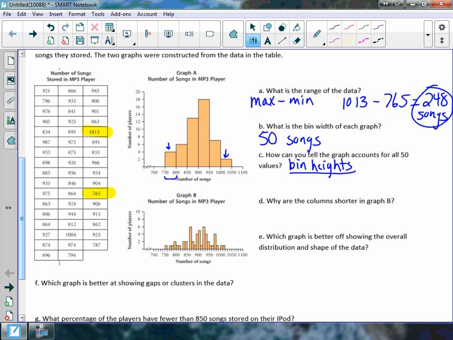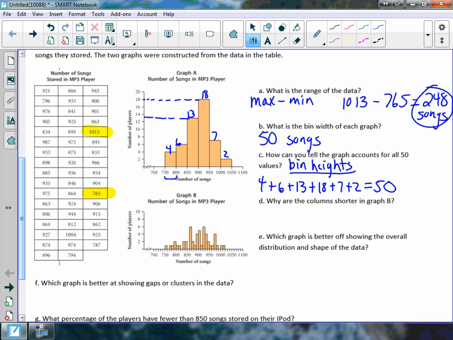So we take a look at different bin heights here. Looks like this one is 4, this one is 6. I'm thinking this is a bin height of 13. This might be a bin height of 18, maybe a bin height of 7, and then finally a bin height of 2. And I believe if you add up all those values, you're going to get a total of 50 values. 4 plus 6 plus 13 plus 18 plus 7 plus 2 equals a total of 50.